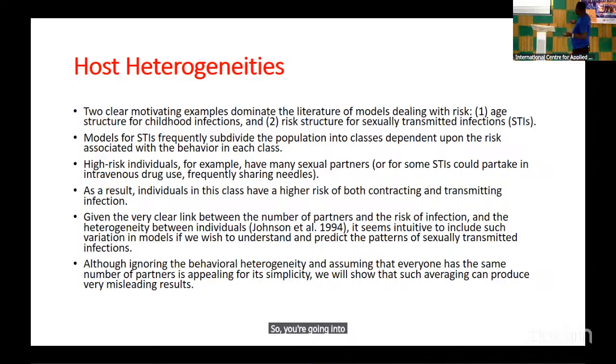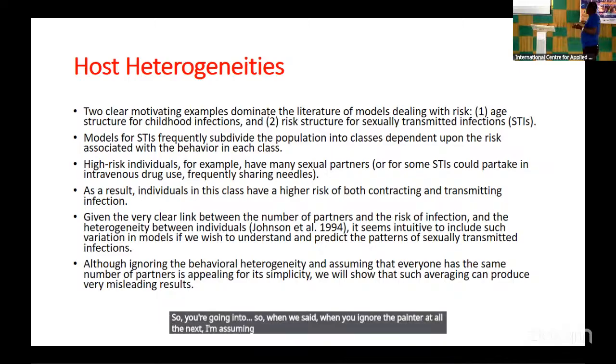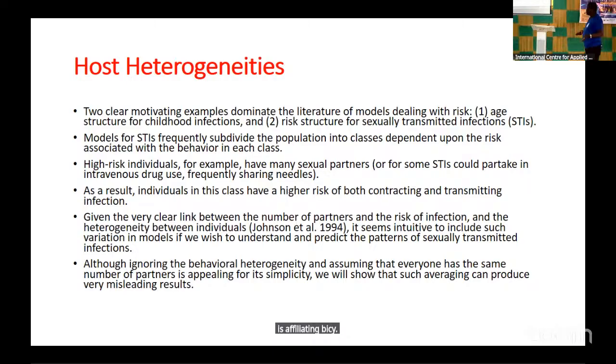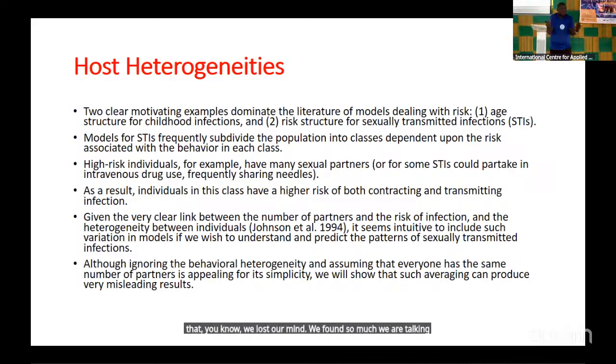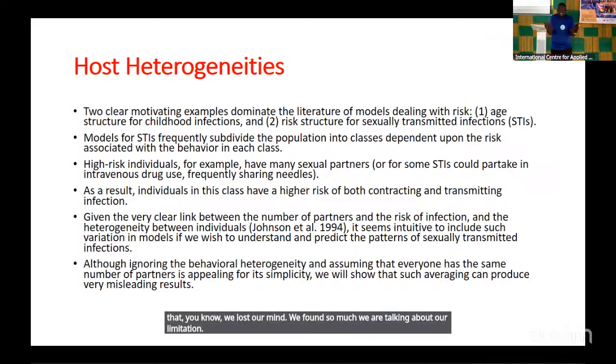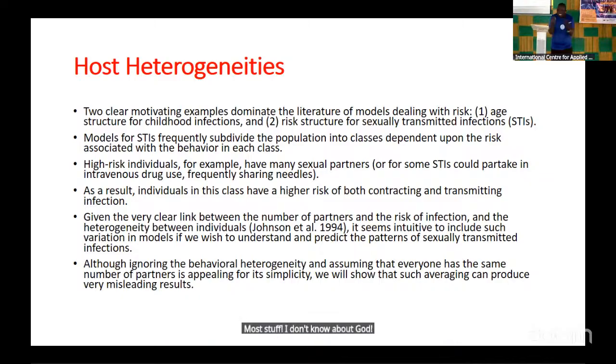When you ignore the heterogeneity and assume that everyone has the same number of partners, it's appealing for simplicity. We show that such averaging can produce a very misleading result. It's okay that we have been doing this averaging, we start with that. But we must acknowledge our limitations. We must discuss that in all of what I have done, I didn't take care of the variance. I only took care of the mean.